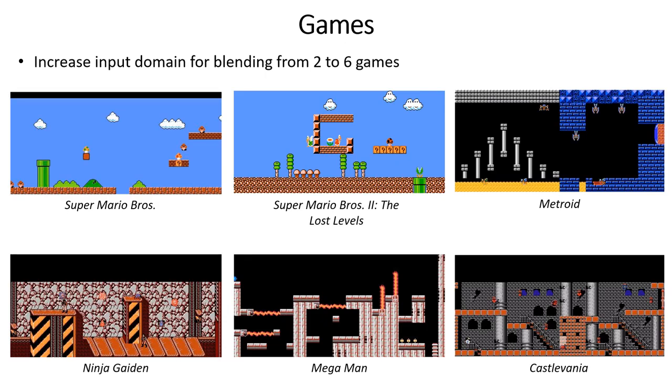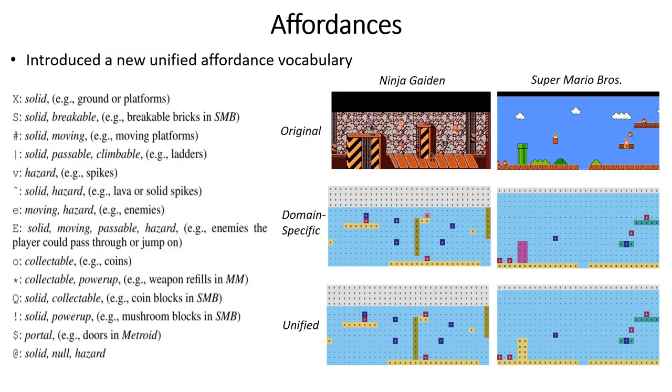More specifically, we extend this prior work by increasing the input domain for blending from 2 to 6 games, thus significantly expanding the possibility space for the learned blended domain in terms of producing new content. Since each game has its own specific representation, we also introduce a new affordance vocabulary that unifies level representation across all the games. The affordances we use were inspired by the video game affordance corpus and consist of 10 core affordances which can be combined to create new affordances.